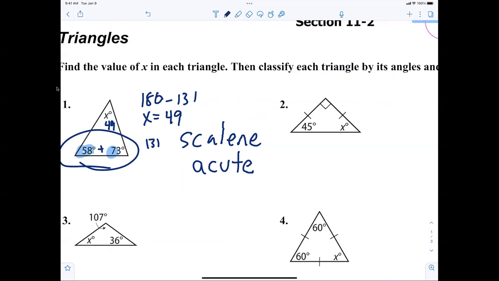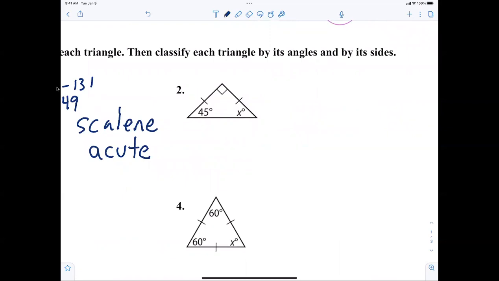All right, number 2. Mr. Walczak, what is X? Yeah, this is 90 degrees, but X is not 135 degrees. What would that be? 45 degrees. Perfect. Now look at the sides. How many sides are equal? So it's called what? It is called isosceles.